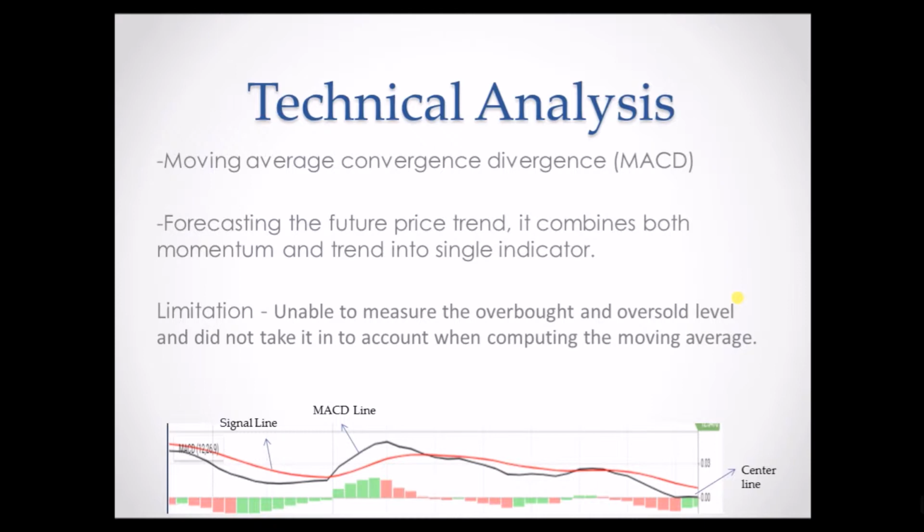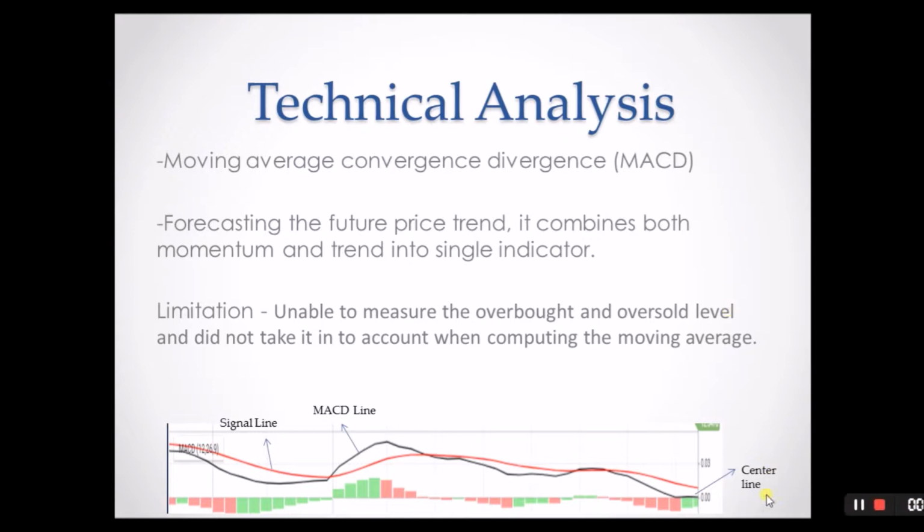The first indicator we will be talking about is moving average convergence divergence, MACD. This indicator is useful in forecasting the futures price trend as it combines both momentum and trend into a single indicator. The limitation of this indicator is that it is unable to measure the overbought or oversold level and does not take it into account when computing the moving average.